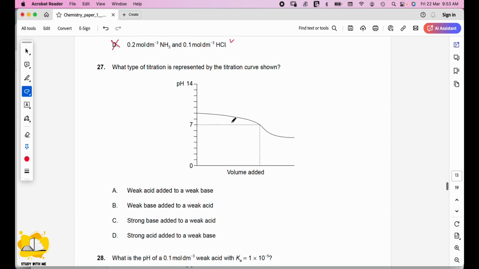And for number 27, it's very easy. You know, this is definitely not a strong base, and this definitely is not a strong acid. So the answer will be A. Why not a strong base? Because the pH is definitely not nearly 14, and not a strong acid because it's very far from the lowest pH, the low pH. So weak acid and weak base.